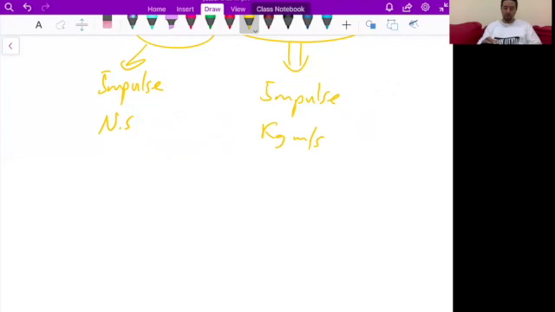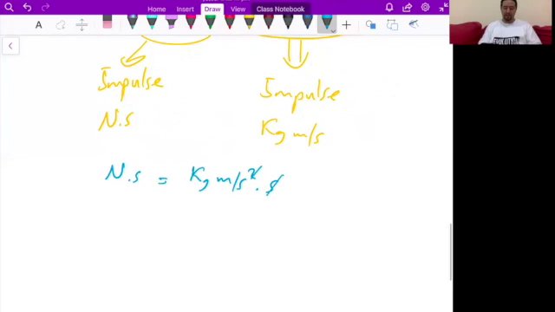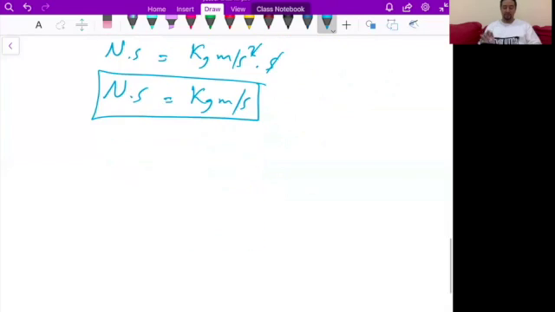I'm going to deduce it for you. Here we have Newton second. If we simplify it, Newton is what? Newton is kilogram meter per second squared. So the second cancels with one of the seconds in the square, and what is left for us is kilogram meter per second. As we said, it is equivalent to Newton second.